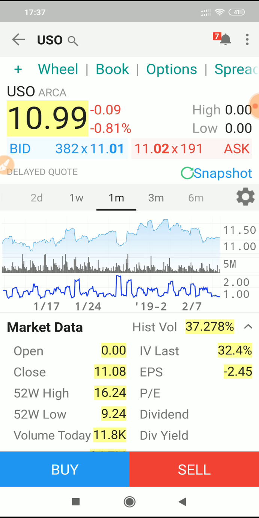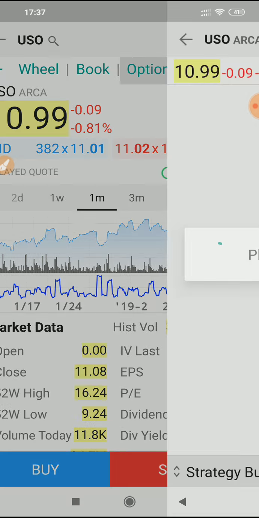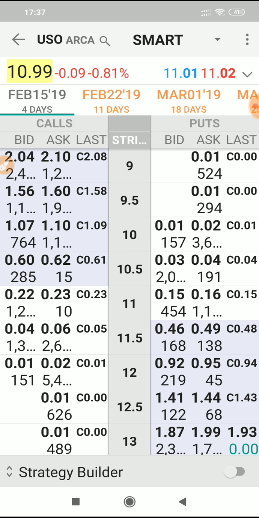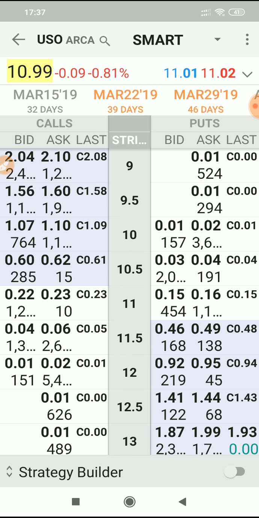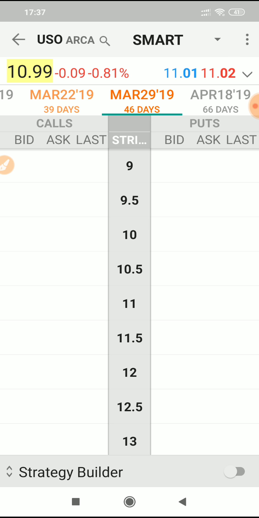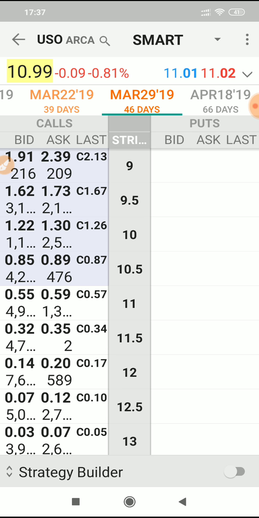When we sell a put, what that means is we are taking on the obligation to buy 100 shares of that particular stock for each contract that we sell. If I go into the options chain for USO, I get various expirations that I can choose. Typically for our strategy, the optimal area is between 40 and 50 days. So if I tap the March 29 expiration, that's 46 days into the future.